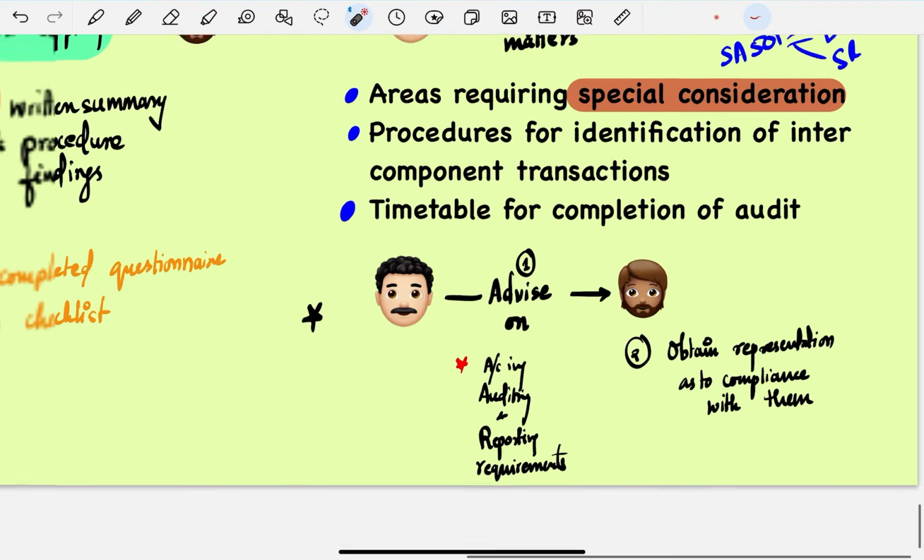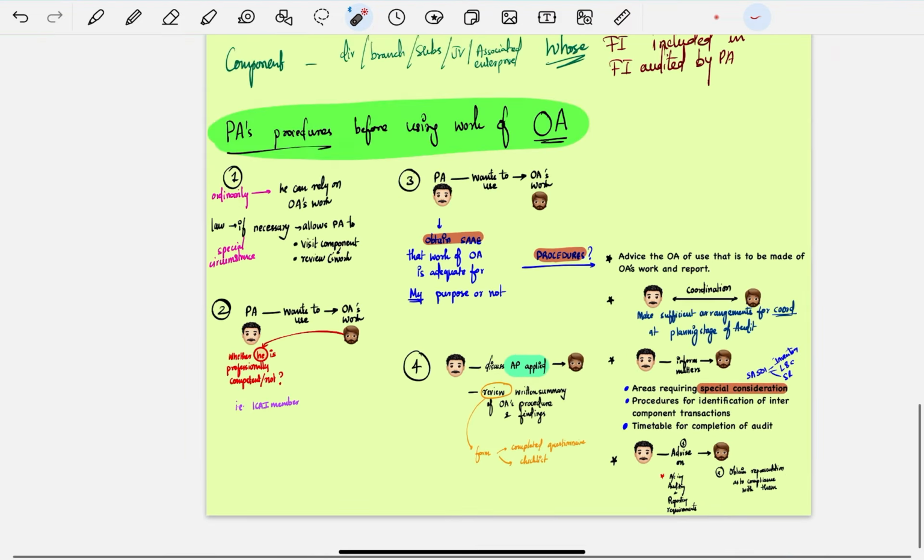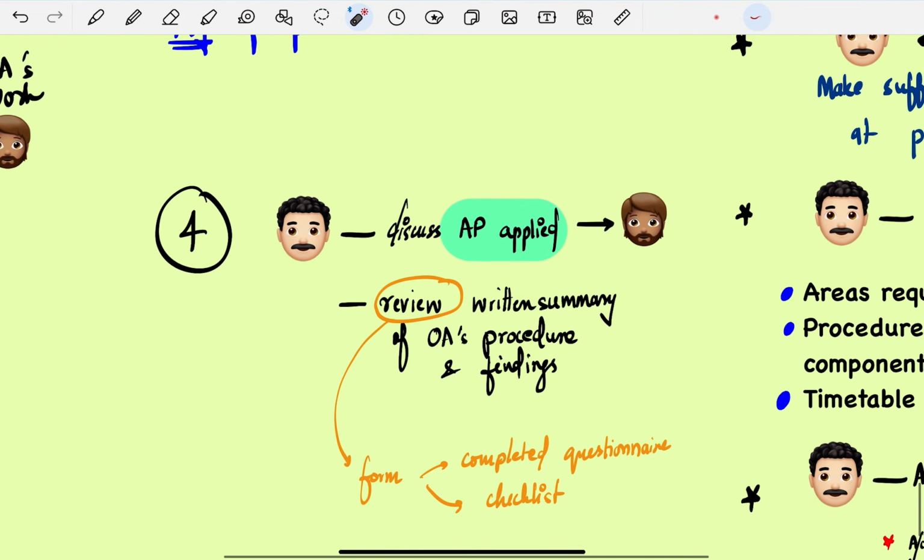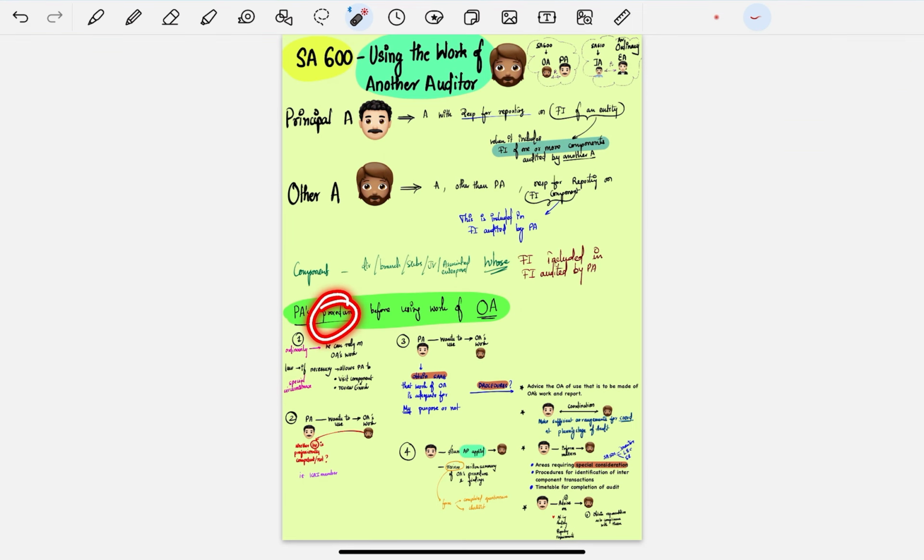Give me a representation. Now the fourth procedure over here is that the Principal Auditor shall discuss the audit procedures applied with the Other Auditor. He shall review the written summary of Other Auditor's procedures and findings. First, he will discuss what audit procedures he has applied. Then he will review the written summary of Other Auditor's procedures and findings. What is the form of review? The form of review can be a completed questionnaire or checklist. So these are the Principal Auditor's procedures before using the work of Other Auditor. That's it. We are done with SA 600.